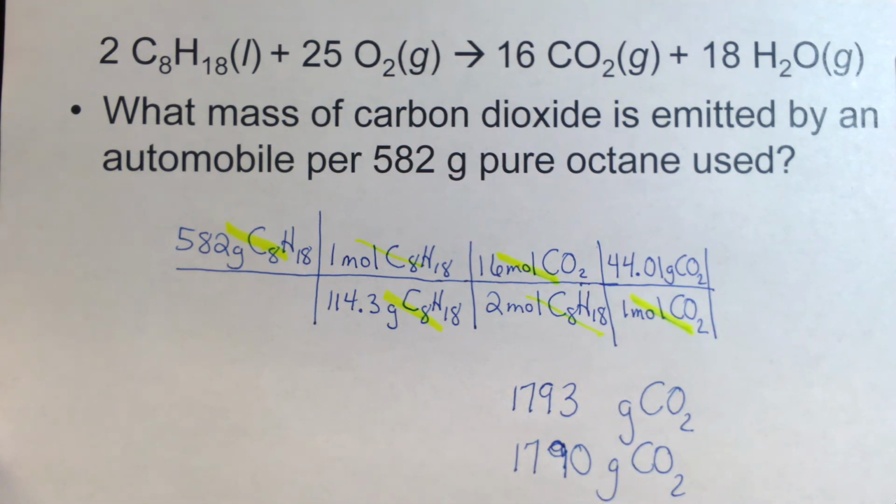So stoichiometry is just a series of conversions or dimensional analysis to predict the amount of a product that will be produced or the amount of reactant needed to produce that product.